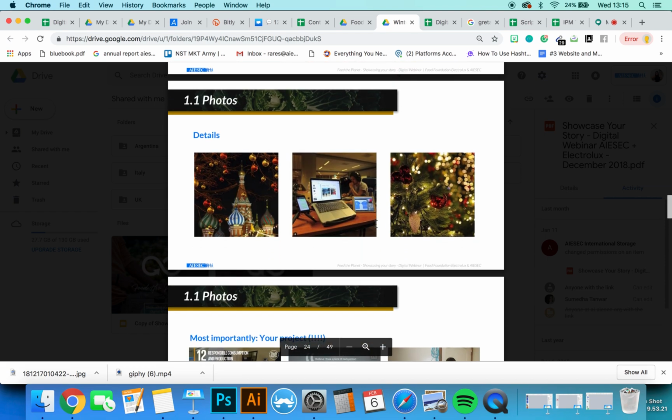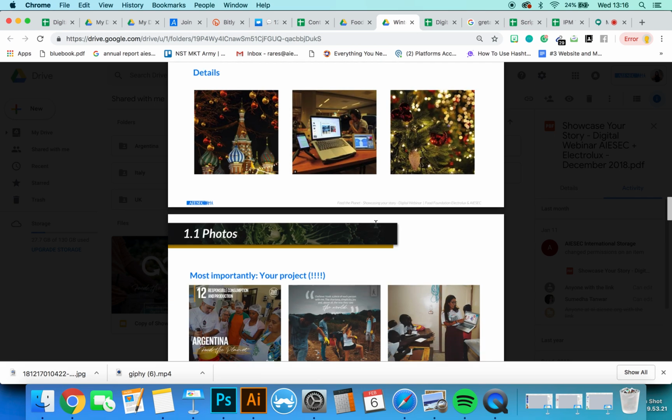And then of course there are the detail things. For example, if you guys are delivering a project, a workshop, you can take a picture of a small detail. Could be the notebook of one of the kids in the workshop. So these are small things that can tell a story around it.